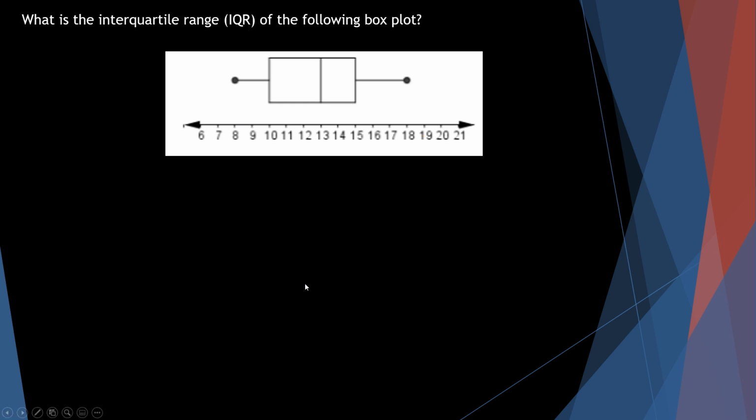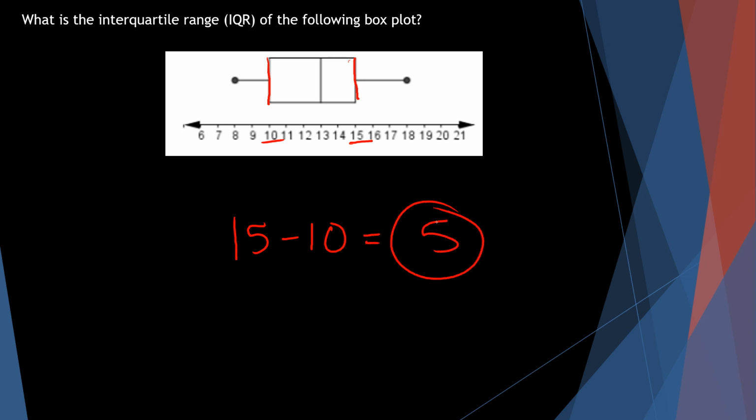What is the interquartile range of the following box plot? So to find your interquartile range, we need to do 15 minus 10. You're taking that right side minus your left side of your box. So 15 minus 10 gives me 5. Right? If I follow this down, it lands at 15. Follow this down, it lands at 10.